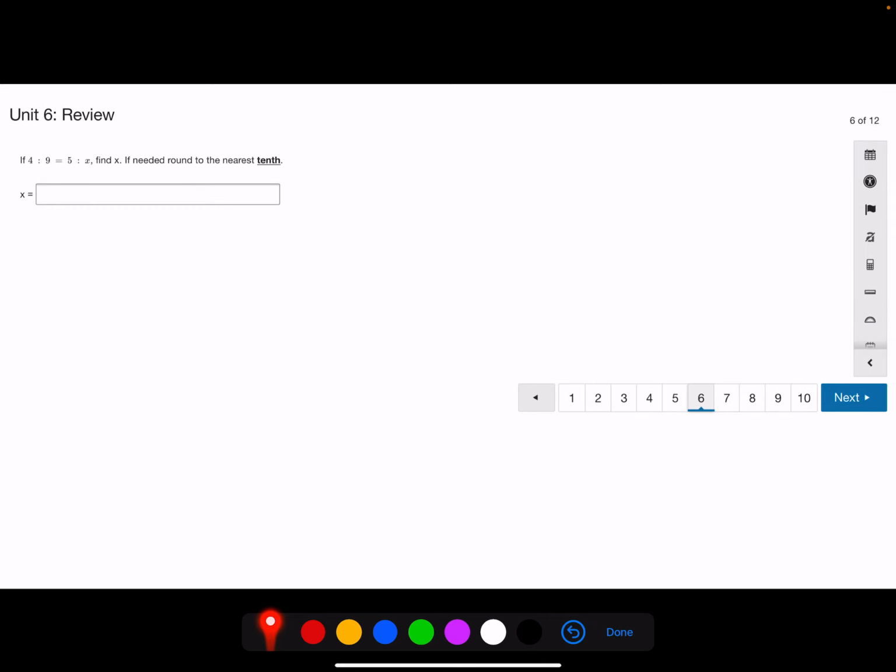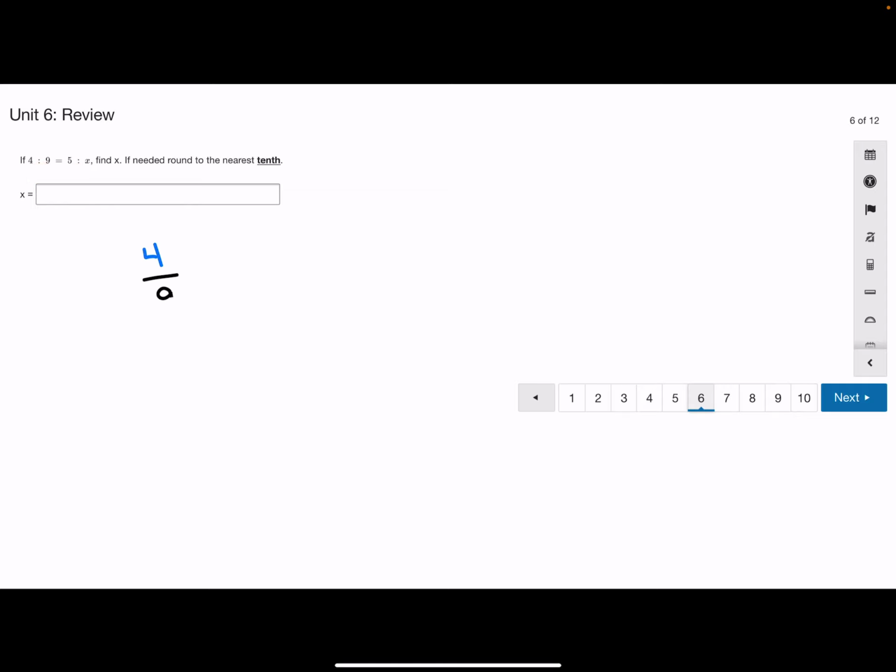This time we're going to be dealing with a proportion problem. It says, if 4 to 9 is equal to 5 to x, find x. If needed, round to the nearest tenth. So we want to round to 1 decimal place. Now again, these are just ratios, so I can set them up as fractions. We have 4 over 9 equals 5 over x.